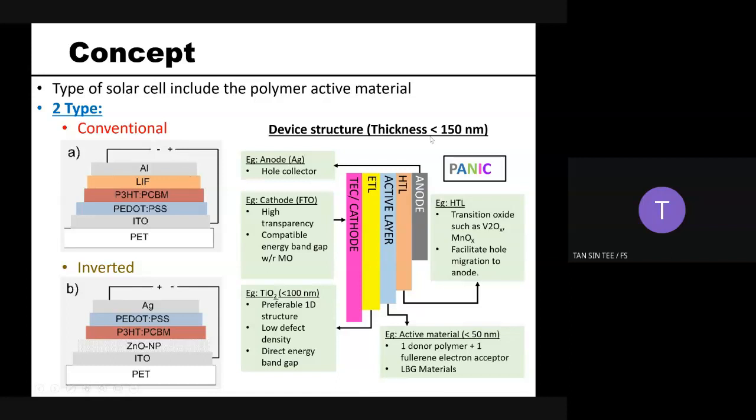So for the device structure of the organic solar cell, normally we need to control the thickness to be very thin, less than 150 nanometers, because we want to make sure that the light is able to penetrate through the TCO and the cathode part here and be absorbed by the active layer. The anode here stands for the hole collecting layer, while the cathode stands for the electron collecting layer. The ETL is short for electron transporting layer, and this is the part where we are putting our nanomaterial.